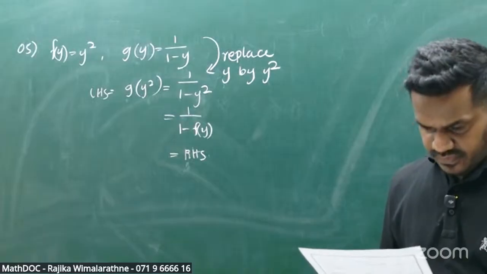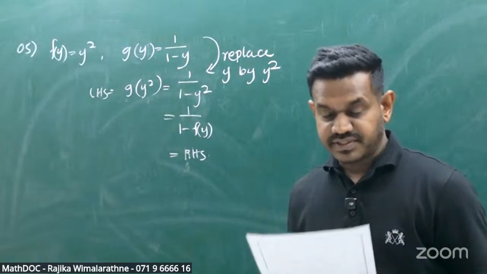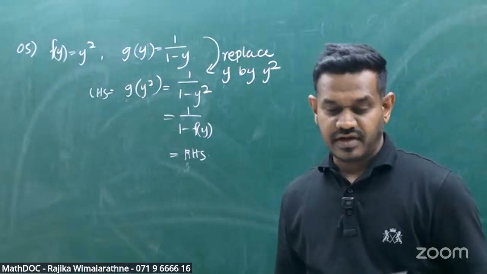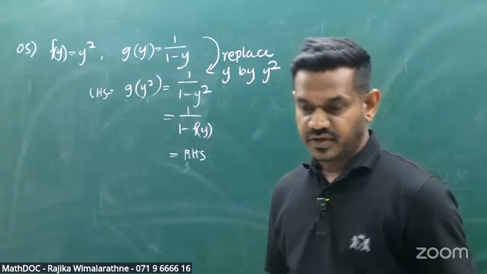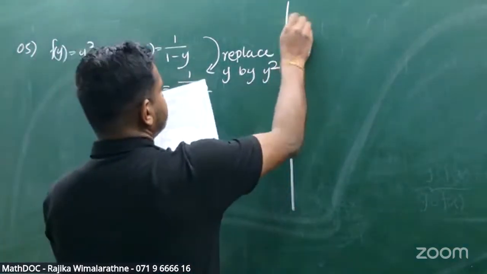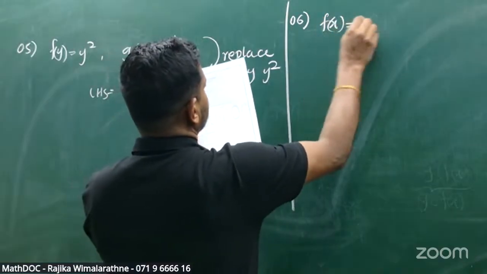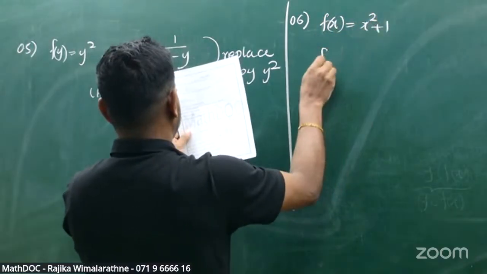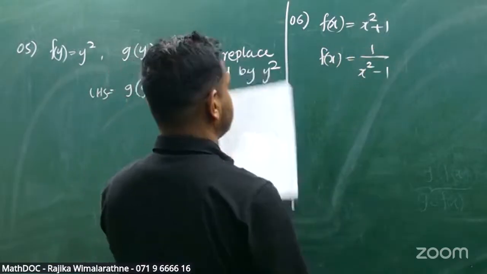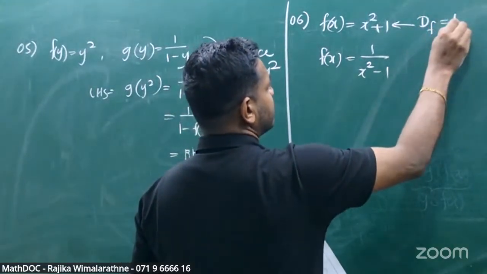Okay. Then question number 6. Again, we have to write the domain. Domain means possible x values, so you have to think about possible x values. Okay, let's do it. Question number 6. First function, f(x) = x squared plus 1. So this is a polynomial one. Therefore, the domain is the real set.